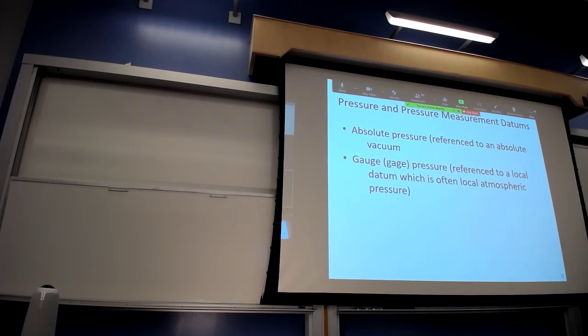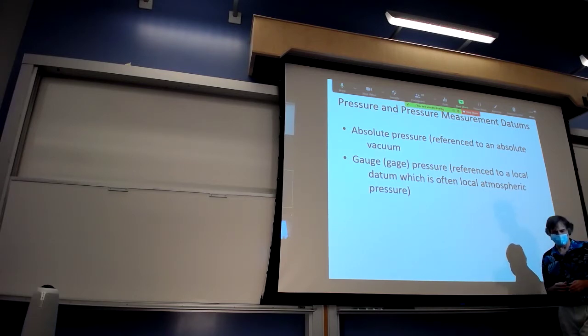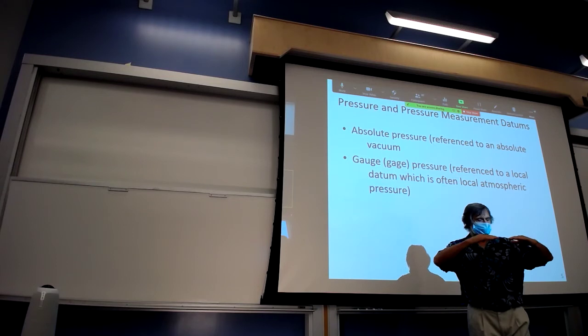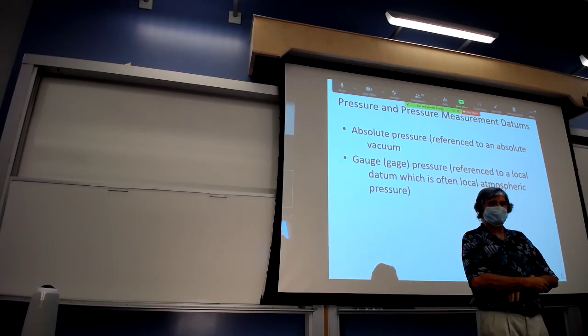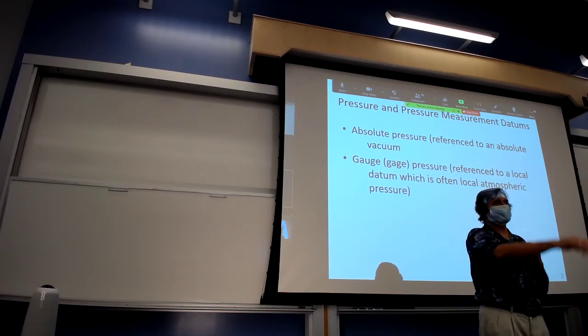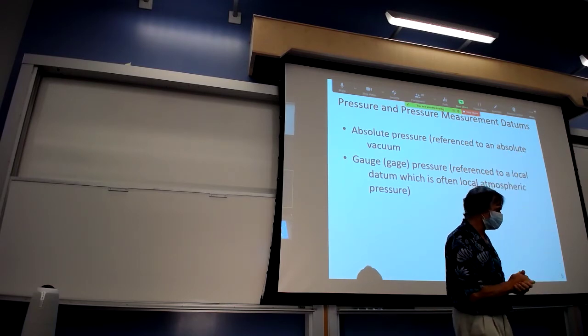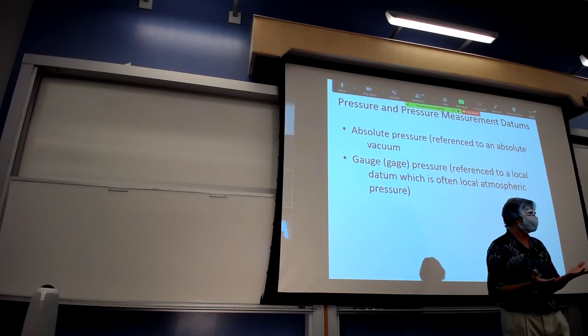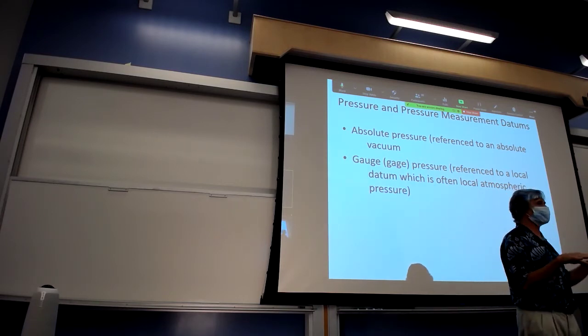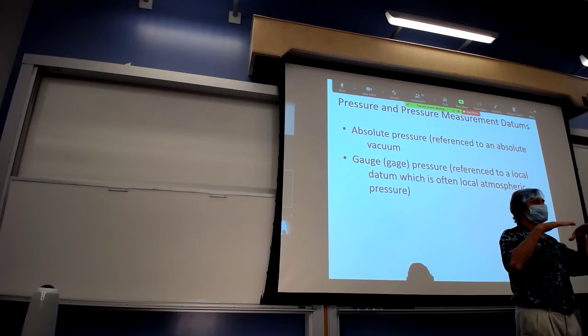And the difference between the two is in an absolute pressure measurement datum, absolute pressure of 0 is a pure vacuum. Something you might have out in space. Pure vacuum is absolute 0. Whereas in a relativistic datum, what we typically do is 0 our gauges on local atmospheric pressure.